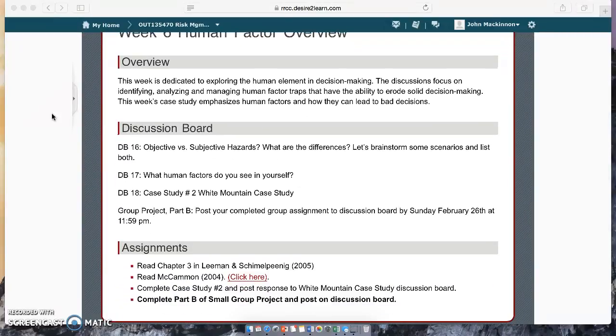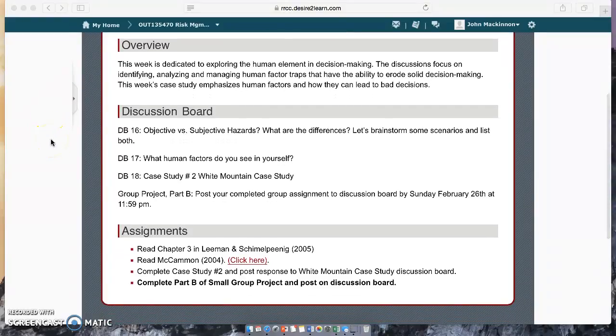So on the discussion boards, we have a few topics. One is we're going to look at objective versus subjective hazards or risks, and we'll just brainstorm some scenarios. The next discussion is what human factors do you see in yourself? So after you read Ian McCammon's article, which you can see down here in the assignment list, you can just go ahead and click on it. Once you read it, think about what human factors that he brings up that you see in yourself.